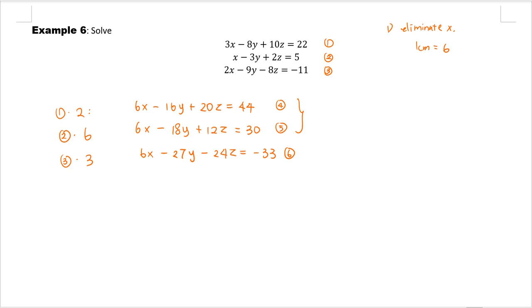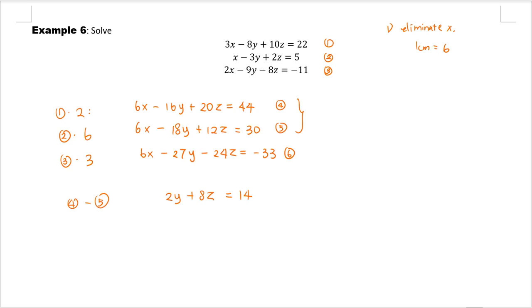Okay, so let's see equation 4 and 5. Shall we do equation 4 minus equation 5 or equation 5 minus equation 4? Which way will give us positive coefficients for y? So we should use equation 4 minus equation 5, right? Then the 6x cancel, negative 16y minus negative 18y becomes negative 16 plus 18, which is 2y. And then 20z minus 12 is 8, so 8z. 44 minus 30 is 14.